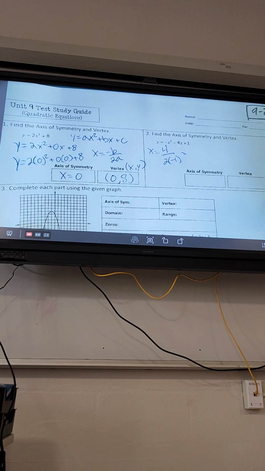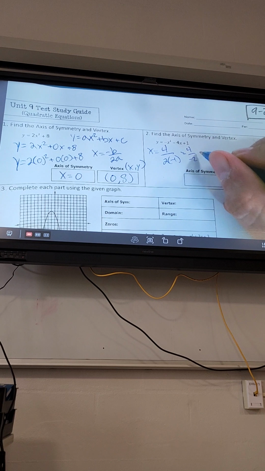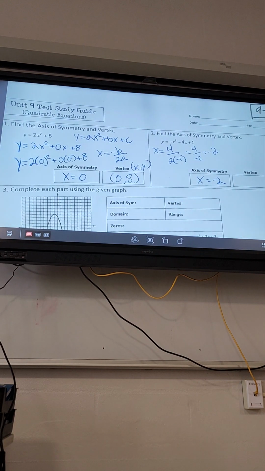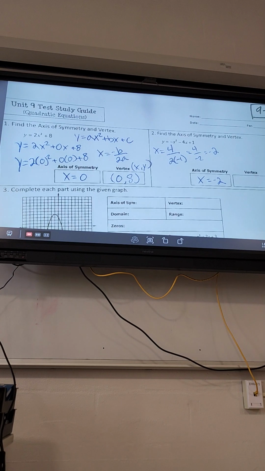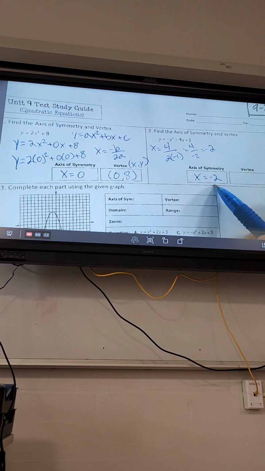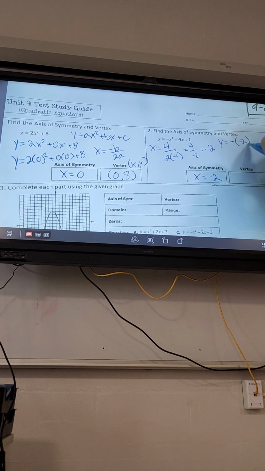You simplify this down even further. 4 divided by negative 2 gives you negative 2. So the axis of symmetry is x equals negative 2. Now again, take this x value and plug it back in. You'll get the y value. So y is equal to negative, parentheses, negative 2 squared, minus 4 times negative 2, plus 1.